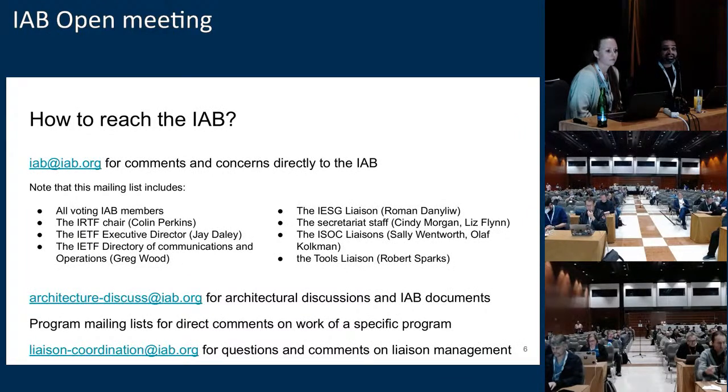To reach us, we have our mailing list, iab@iab.org. You will find all the IAB members plus the members which are listed on the list. For open discussion, we have the architecture discuss list. We have very interesting discussions there. Please continue to do that. For liaisons, we have liaison coordinator at iab.org. Please use that list for liaison related queries. And now I pass on to Maria.